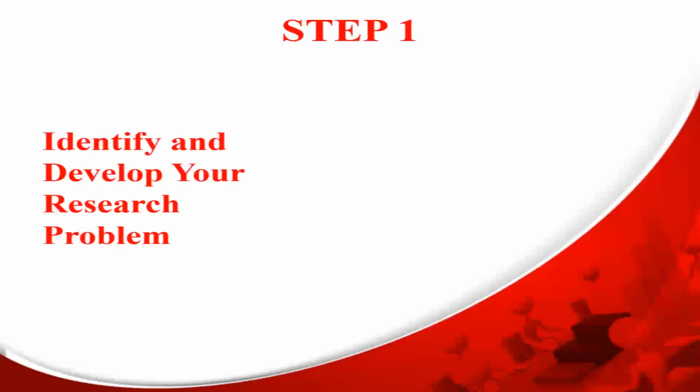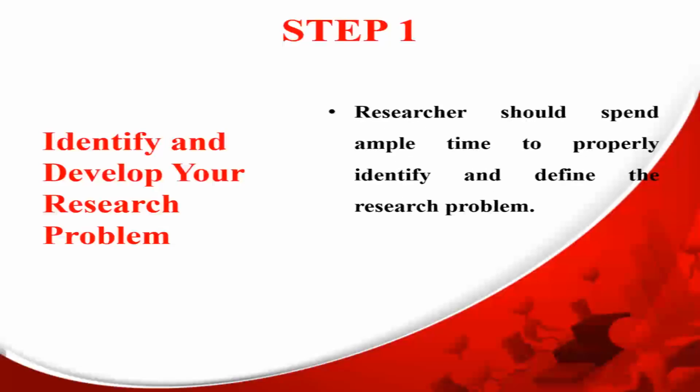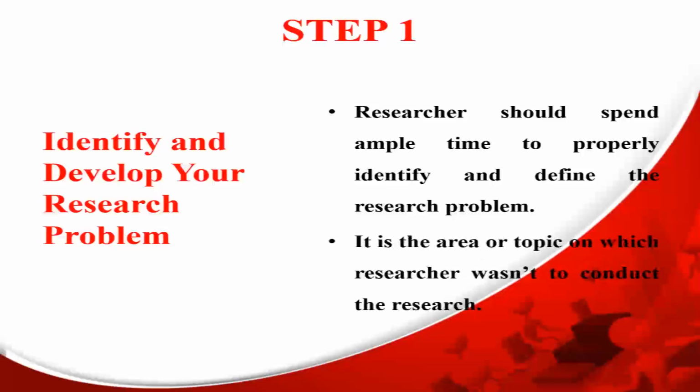The first step in the research process is the identification of research problem. The identification of research problem is the very first and the most important step of research process. It's always suggested that the researcher should spend ample time to properly identify and define the research problem. In simple words, research problem refers to an unanswered question that a researcher might encounter in the context of either a theoretical or a practical situation which he would like to answer or find a solution to. Usually, it is the area or topic on which a researcher wants to conduct the research.